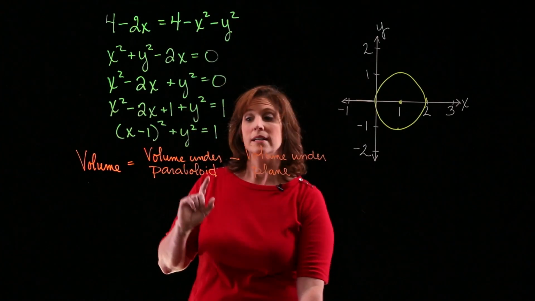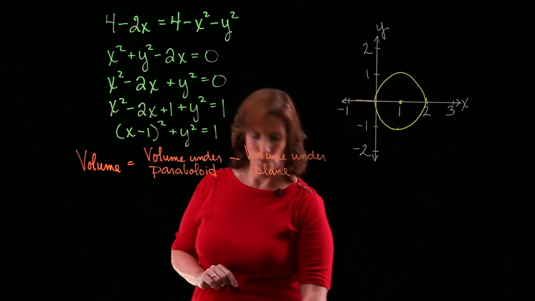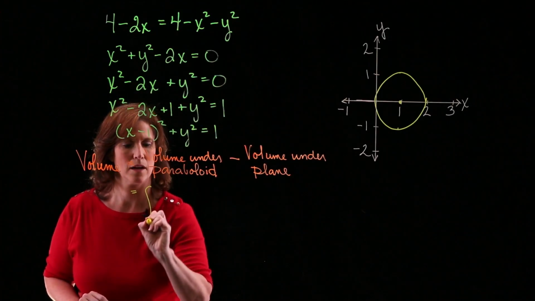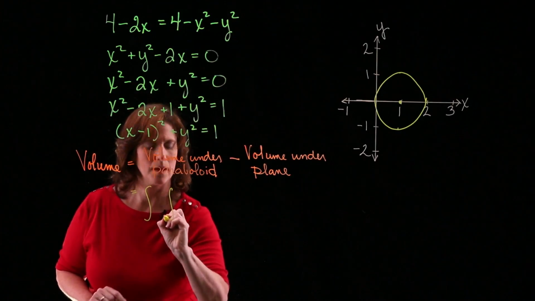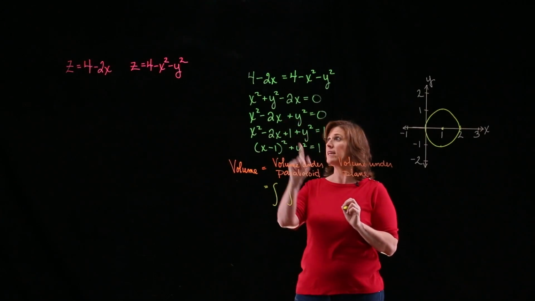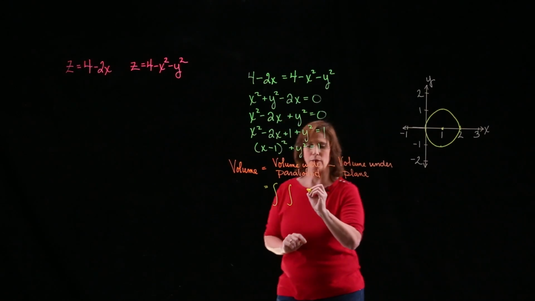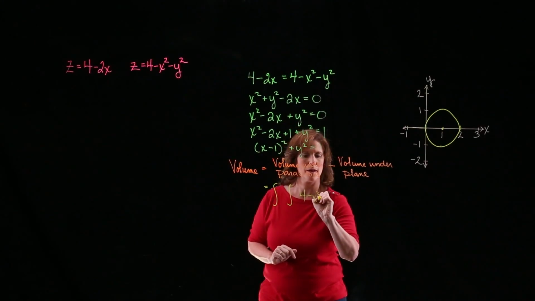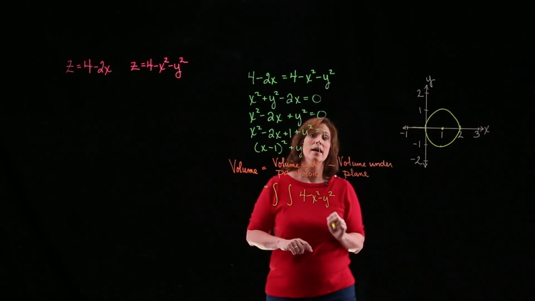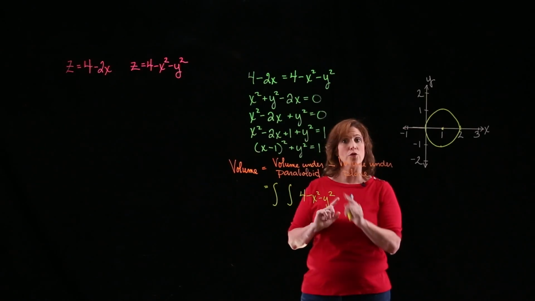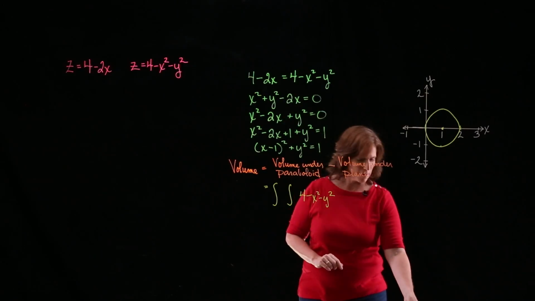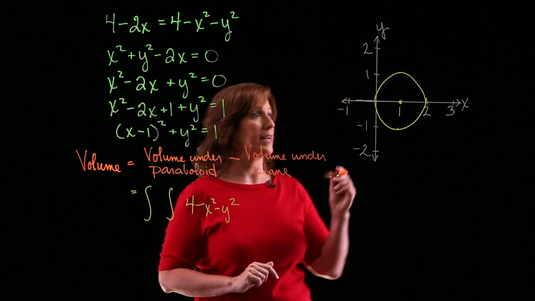To get the volume under the paraboloid, I need a double integral, and I'll be using the equation for the paraboloid. So that will be 4 minus x squared minus y squared. Now I need to determine the order of integration and also the limits of integration. So I'm going to go back over here to my picture, and I'm going to draw in a representative element.